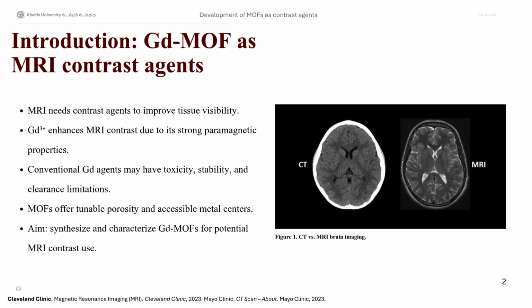Metal organic frameworks, or MOFs, are promising candidates because they are crystalline porous materials made from metal ions or clusters connected by organic linkers. Their structure can be tuned by changing the metal center, organic linker, pore size, and surface functionality. In this project, gadolinium was selected as the metal center because of its magnetic properties, while amino-functionalized dicarboxylate linkers were used to form the framework.